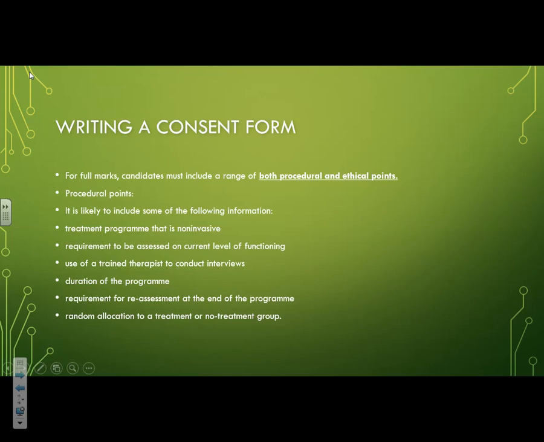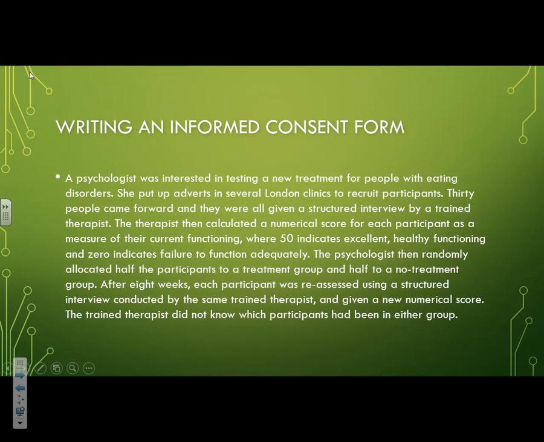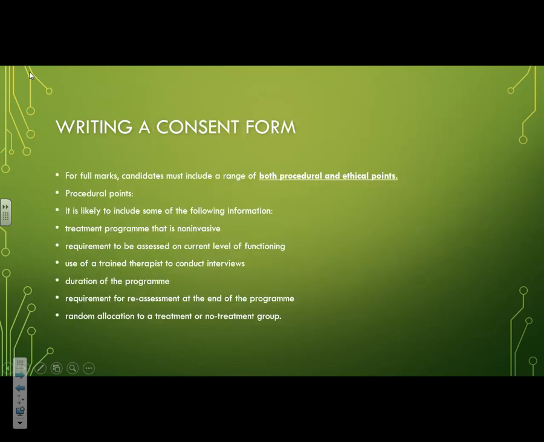Use of a trained therapist, how long the program is, explaining you'll be assessed at the end of the program, and explaining about random allocation to a treatment or a placebo, a no treatment group. Of course that would only be relevant to this example here, which hopefully you can have a read of. But they are the kind of procedural points, so make sure when you're writing a consent form you are explaining the process, the procedure, as much as possible, and that is for half of the marks.